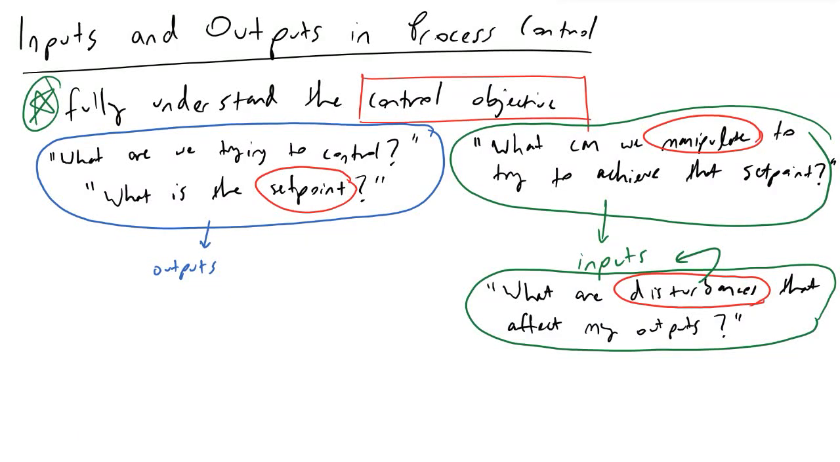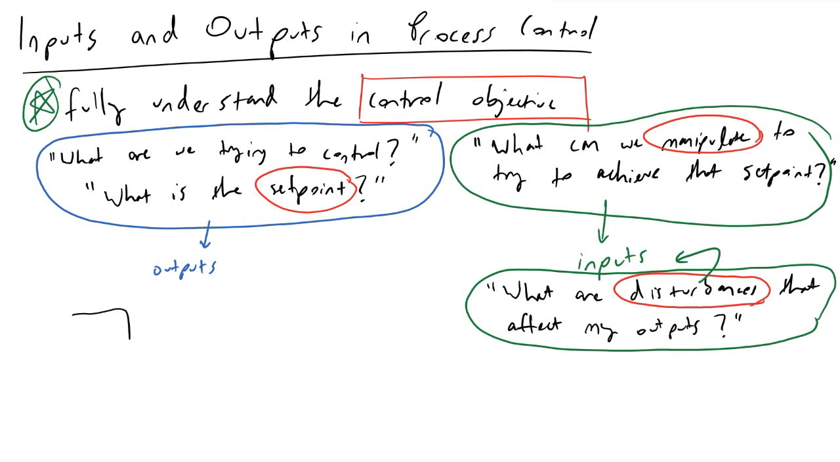In this video, I wanted to cover the definitions of inputs and outputs in process control. And as basic as this may sound at the surface, it is a lot more complicated because you need to fully understand the control objective of the situation before you begin to label anything as an input or output.